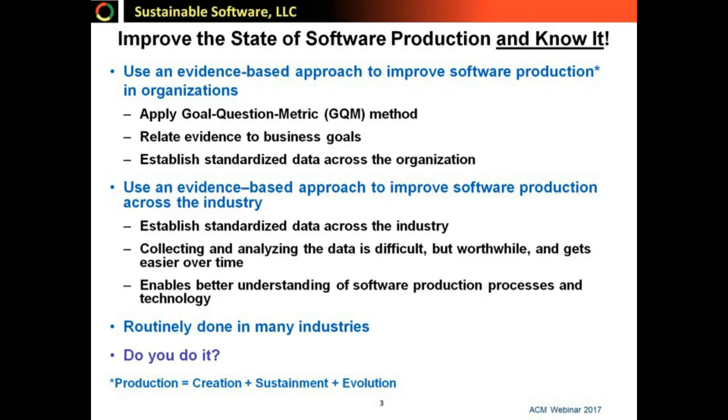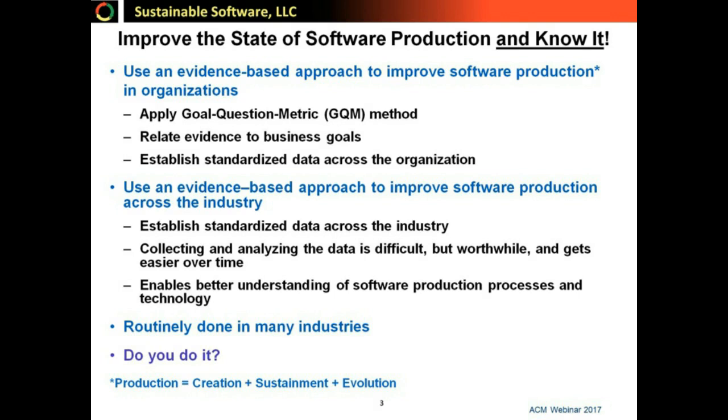Let me give you a real quick little overview of what we're going to talk about. The basic idea here is to try to improve the state of software production and know it. Now, you notice I said software production, and if you look at the bottom of the slide, you'll see I've defined production as creation, sustainment, and evolution. This is based on the idea that when you produce a software product, you hope, if you're successful, it will last a long period of time. What that means is you're going to have to make changes to it. You're going to have customers who are asking for various kinds of things. You want to be sure it's of high quality. You want to be sure you can continue to maintain it and evolve it.